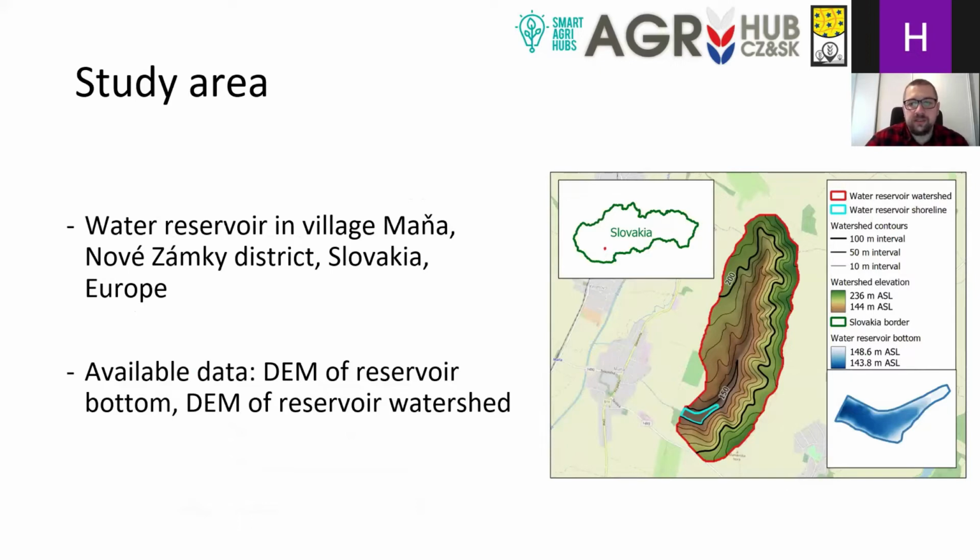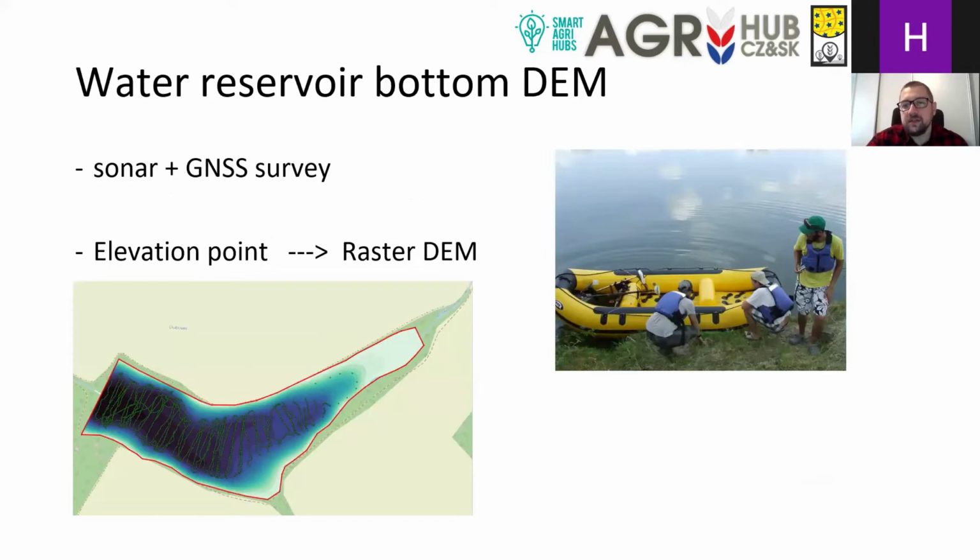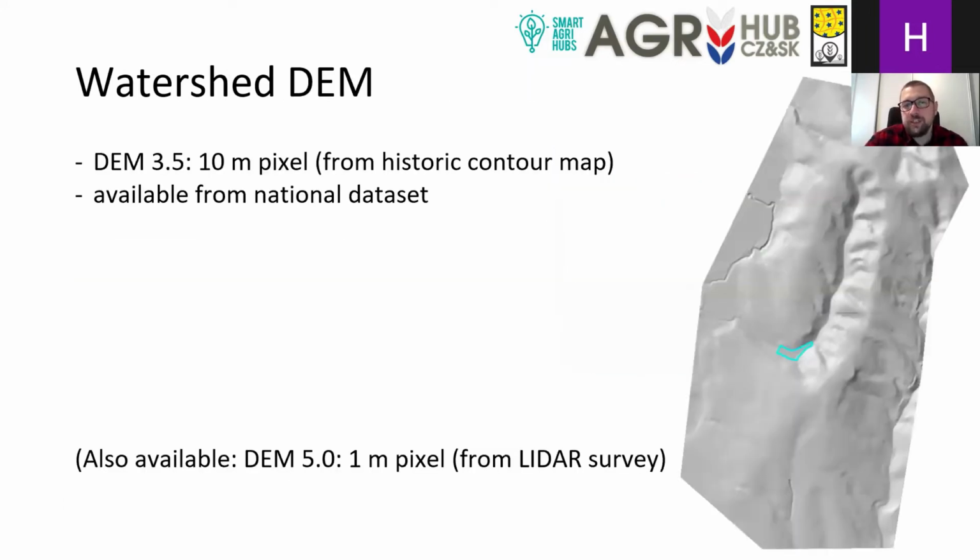We have chosen the study area here in Slovakia, where the water reservoir near the city of Nové Zámky is located. It's called the water reservoir in village Maňa, where we have available data as a DEM of the water reservoir bottom and also the DEM of the water reservoir watershed. The bottom reservoir DEM was calculated from the input data that was collected by sonar and GNSS survey, and then a raster digital elevation model of the bottom was created. The watershed DEM is calculated from the national datasets. We currently have 2 datasets available for usage: a 10 meter pixel one, and also a 1 meter pixel one created from the LiDAR survey from last year.